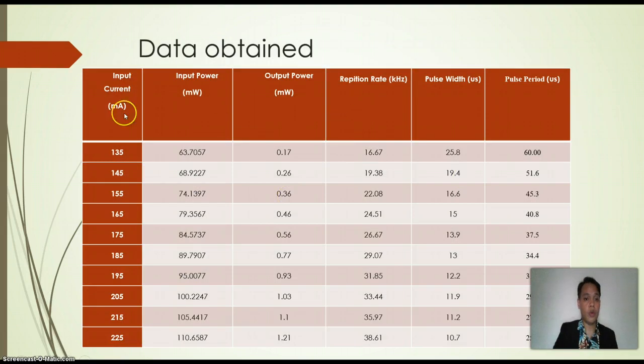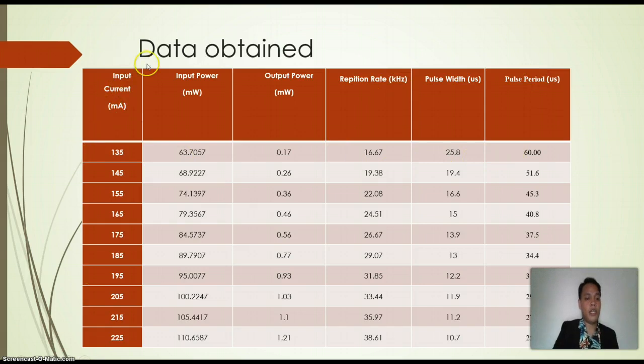So this is the output, all the data that have been obtained through the research that has been conducted in one semester. As you can see, the interval of the input current is 0.01 A, or 10 milliamps. I want to see the relationship between all the parameters, which are the repetition rate, the pulse width, and the pulse period, to each other whenever the input current is increased.